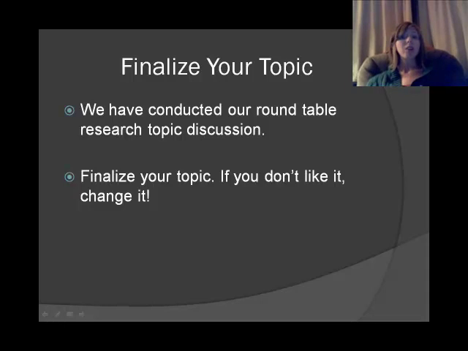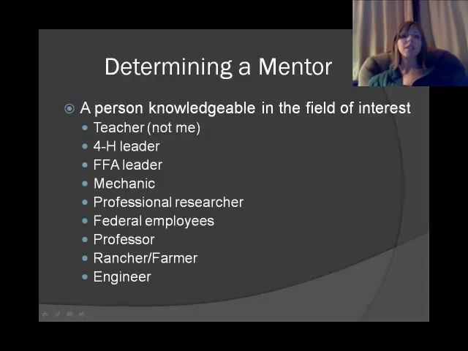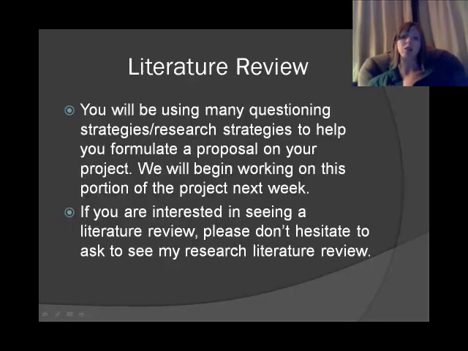So we've gotten some good feedback from your peers during that roundtable discussion. They've added some variables that you might be able to add to your project or change, so those are some ideas to be thinking about. The next thing is determining your mentor. This is a person that's knowledgeable in your field, someone that may be interested in your field. So a teacher, an FFA leader, a 4-H leader, rancher, farmer, engineers, any of those kind of people. Someone that's knowledgeable that you could sit down and talk about your project with.